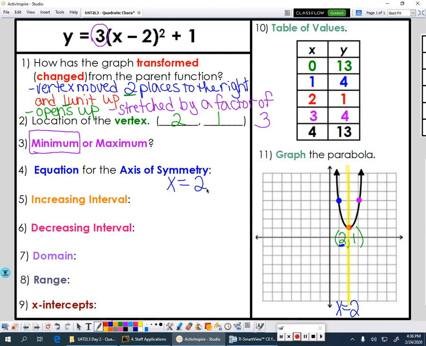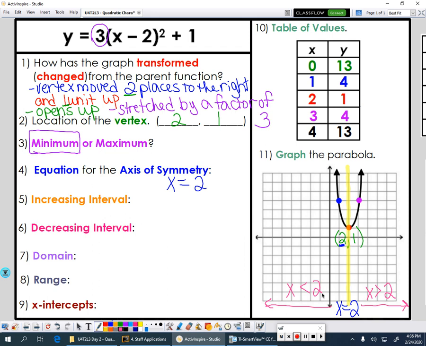Now this is really important, because if that's dividing my parabola in half, everything on this side of x equals 2 is going to be where x is greater than 2. And everything on this side is where x is less than 2. And that's going to be really important when we identify our values for our increasing and decreasing intervals.